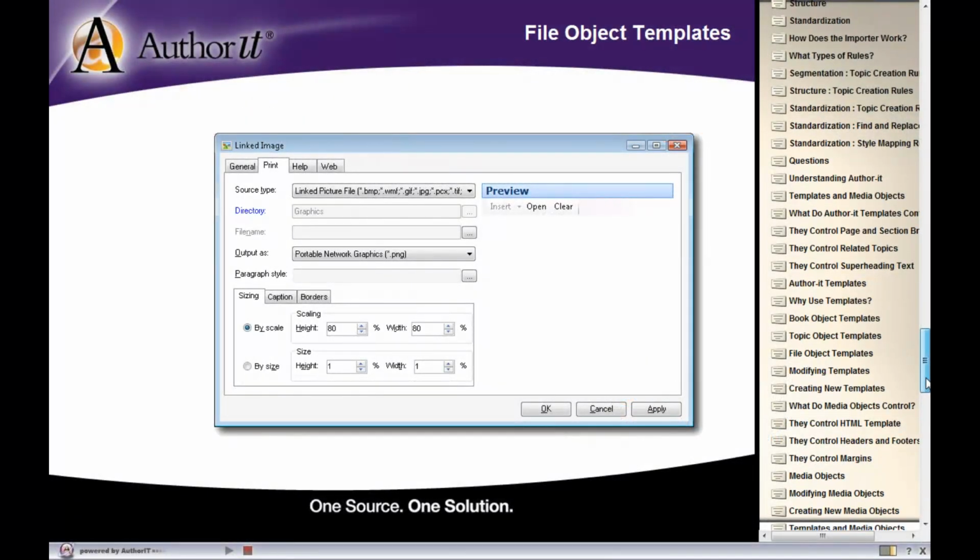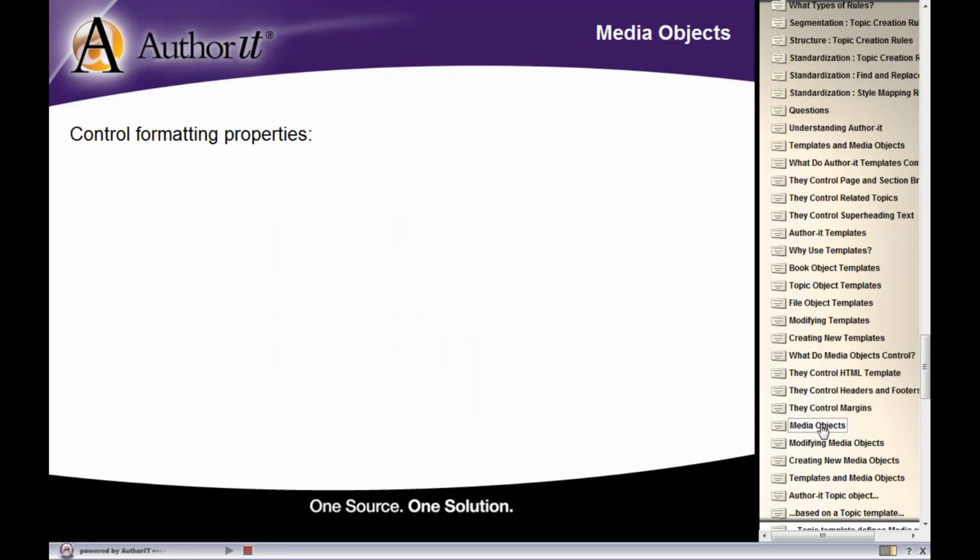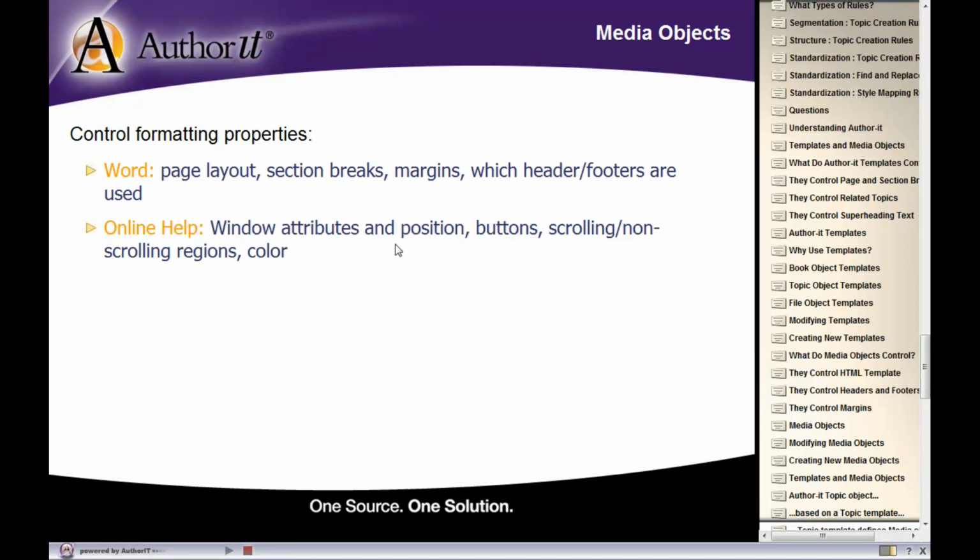Now the next type of objects that I'd like to talk about are the media objects. Media objects control your page layout. In Microsoft Word, they will control your page layout, the way your section breaks work, whether they're next page, odd page, even page, that sort of thing. They'll control your margins, your headers and footers. In your online help, they'll control the window attributes, such as the size of the window, the position of it, your scrolling and non-scrolling regions, and so on.